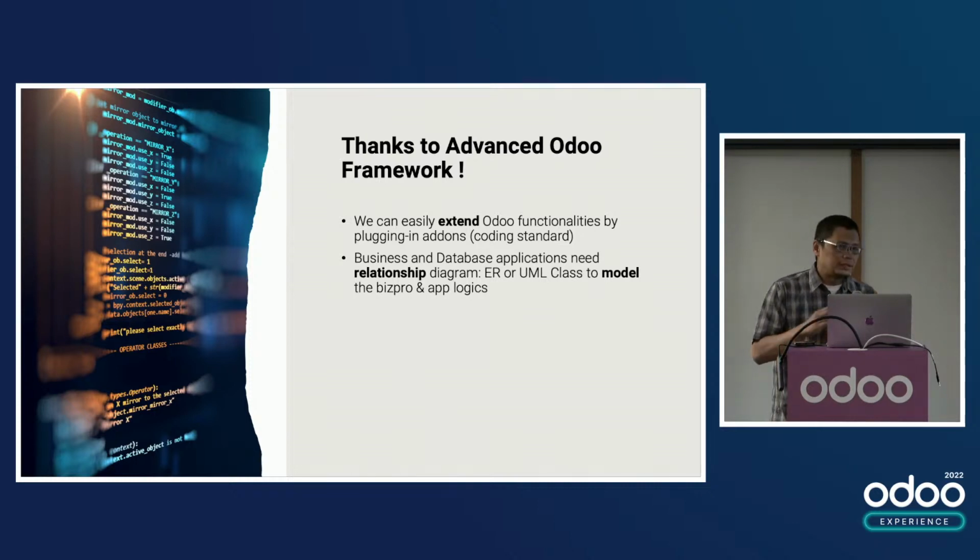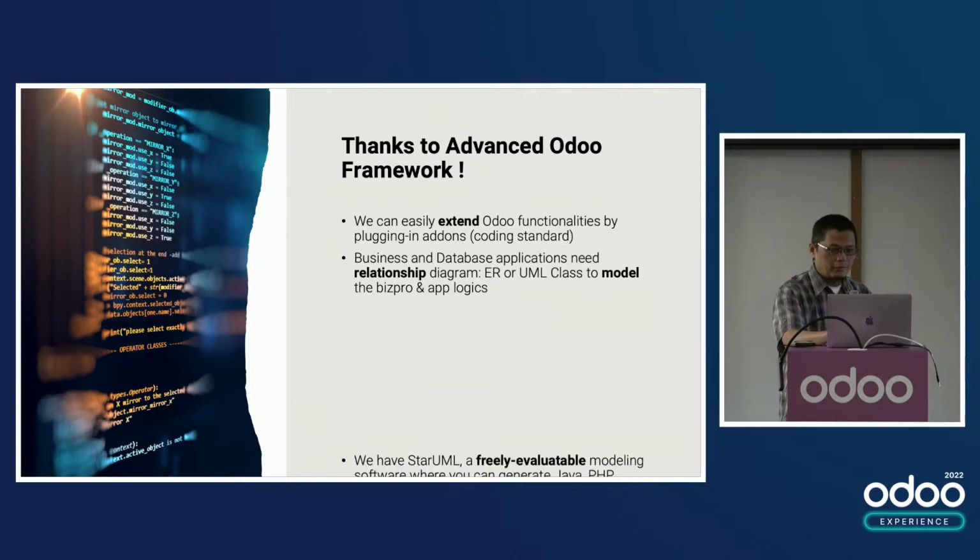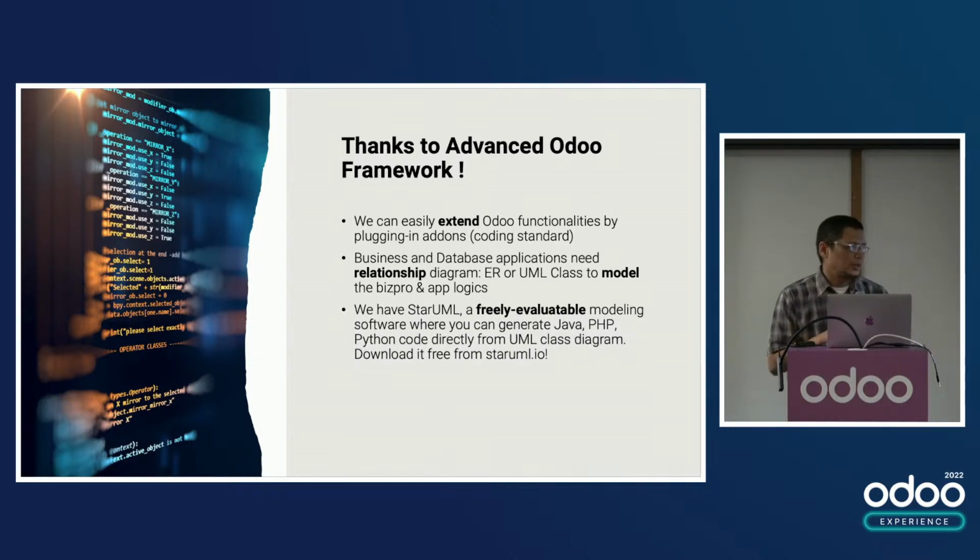Actually, all of the applications in Odoo are business applications, and actually they are database applications, right? So we need to design the relationship diagram when we are developing a new application, whether it is an ER diagram or a UML class diagram, to model the business process and application logic of our application. And then we have many tools for modeling application. One of them is StarUML.